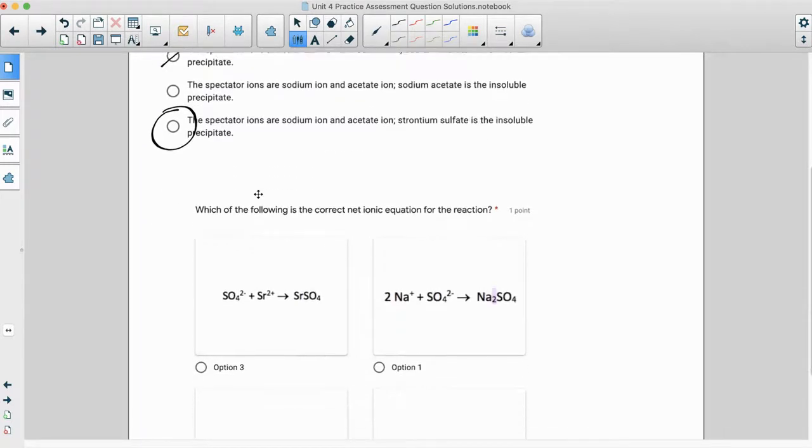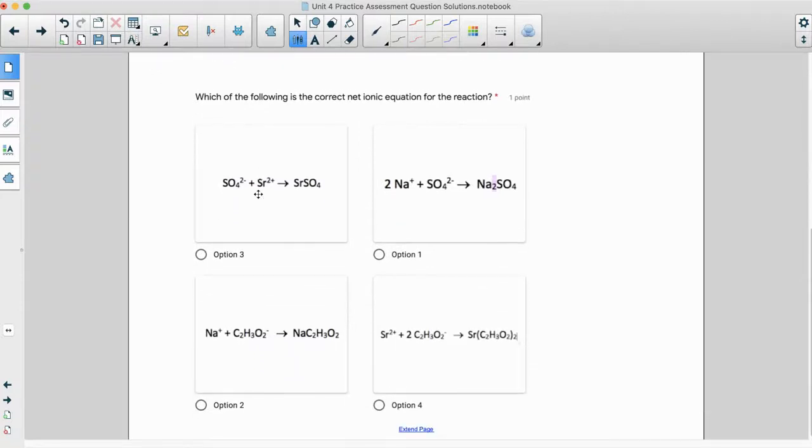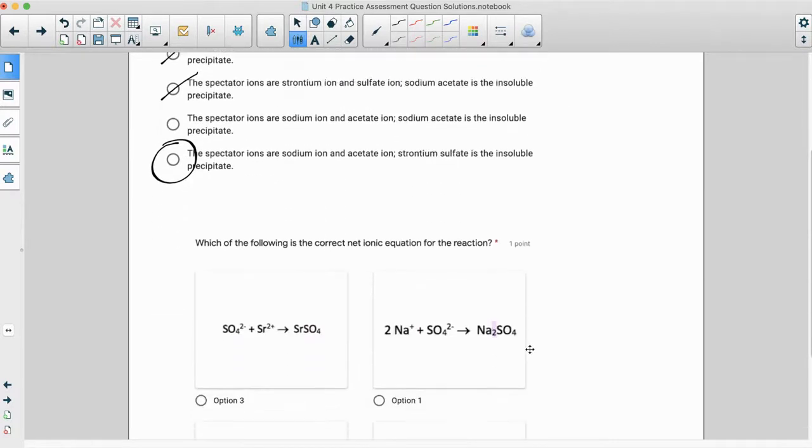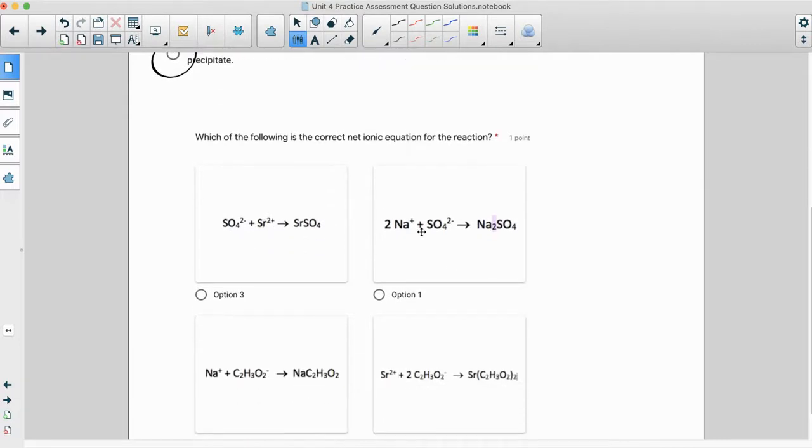And then a follow-up question is, what's the correct net ionic equation for the reaction? Again, the formation of the precipitate is the reaction. That's what's driving the reaction. So those two ions forming the strontium sulfate make up the net ionic reaction.